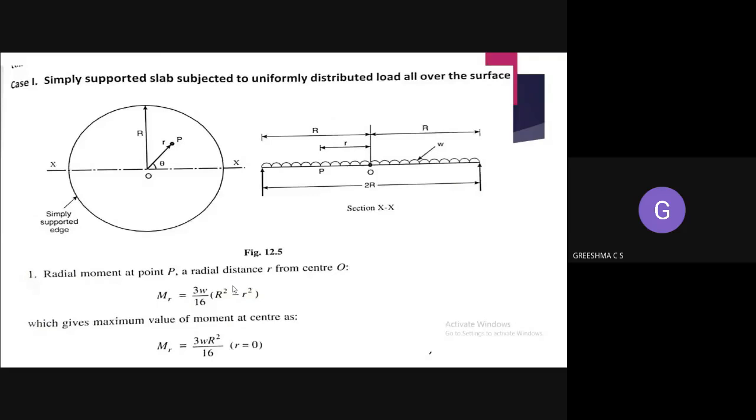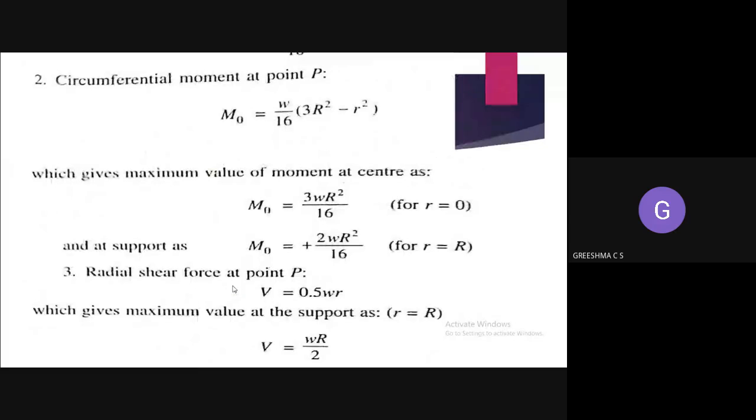Now coming to the circumferential moment. This is the equation. Again, you have to study this equation. The circumferential moment for a simply supported slab having uniformly distributed load is M theta equal to W by 16 times (3R square minus r square). I cannot help it, you have to study this equation. You can write down the equation.